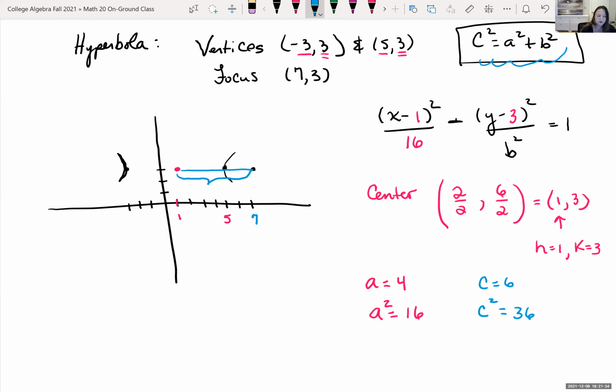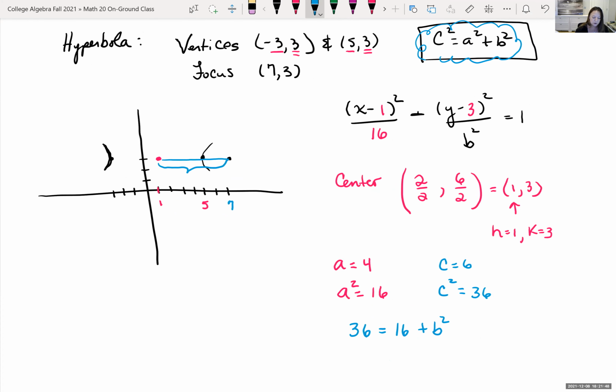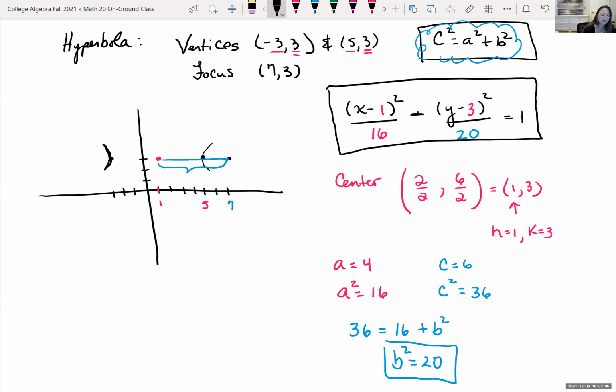And now let's use this formula so we can figure out what B is. So we have 36 is equal to 16 plus B squared. If we subtract 16 on both sides, we get B squared is equal to 20. So we figured out the equation of the hyperbola with those two vertices and the foci.